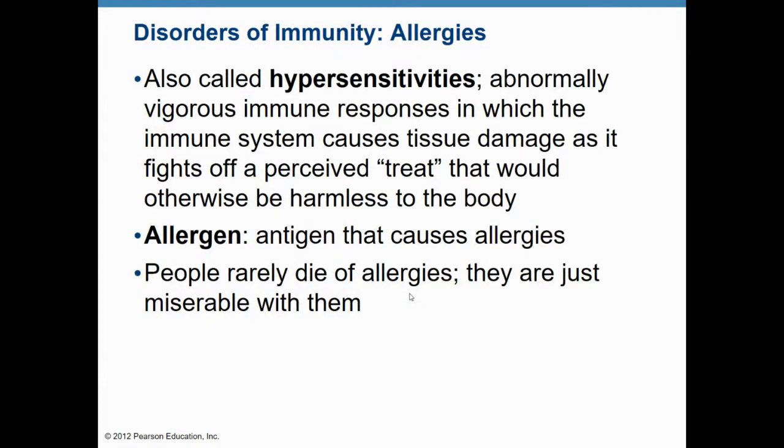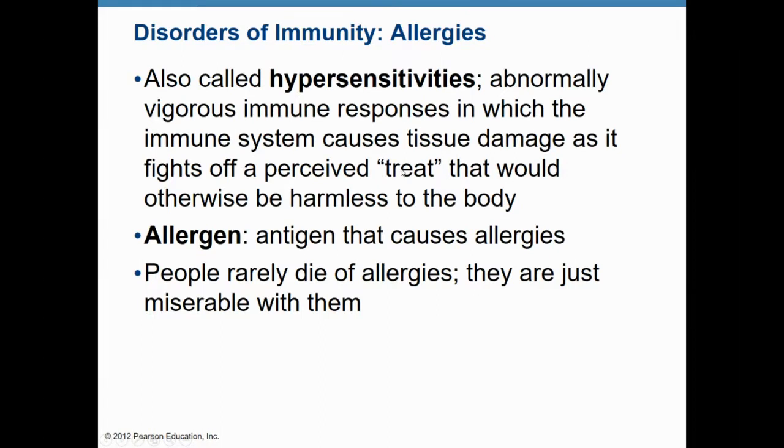Let's quickly look at some disorders of immunity. The first one of these is going to be allergies. Allergies are also called hypersensitivities. This is when you get an abnormally vigorous immune response to something that is just perceived as a threat, but really isn't a threat. Oh, that word should say threat, not treat. It's not a treat, it's a threat.